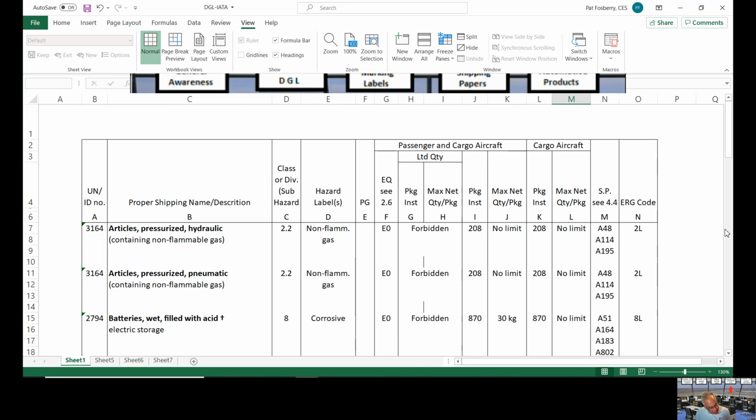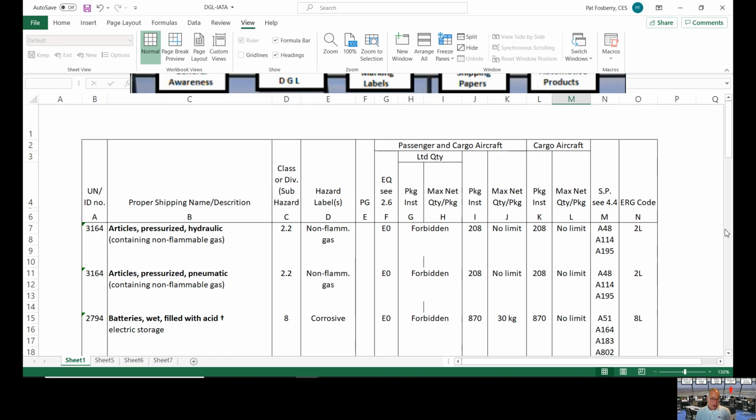A114 says that articles containing gas intended to function as shock absorbers, including energy absorbing devices or pneumatic springs, are not subject to these regulations provided certain conditions are met. Then it goes into details about capacity and a minimum burst. Here's where you need to look into the details from your supplier of whether or not these comply.